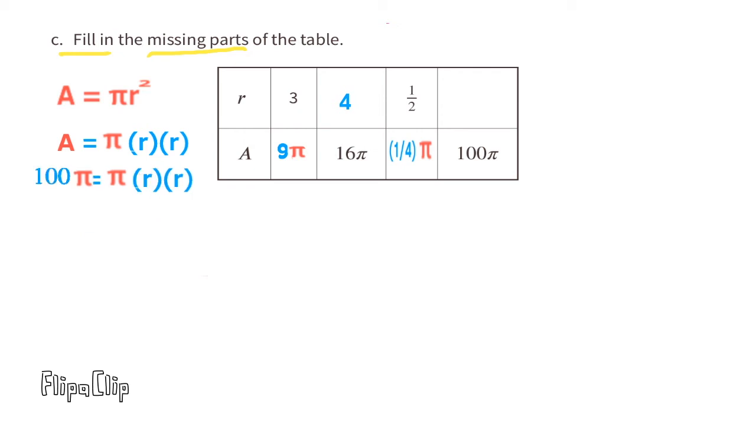And finally, let's look at the last column in the table, where the area is equal to 100 times pi, or 100 pi. So we have to ask ourselves, what could the radius be if the radius squared, or the radius times the radius, equals 100? That would have to be 10, because 10 times 10 equals 100. When the area of a circle is 100 times pi, then its radius is 10.